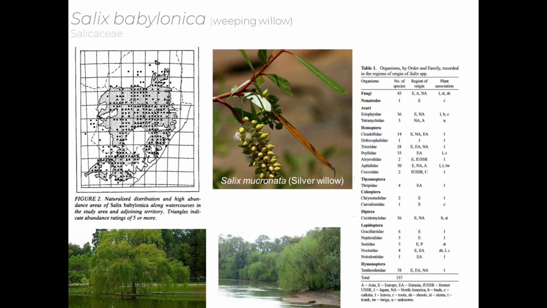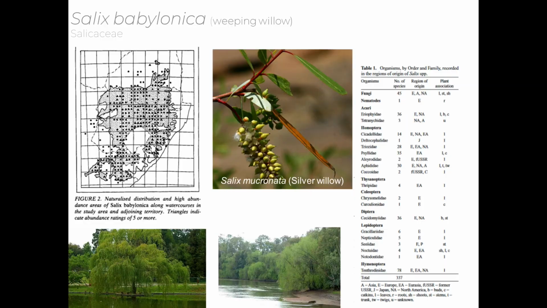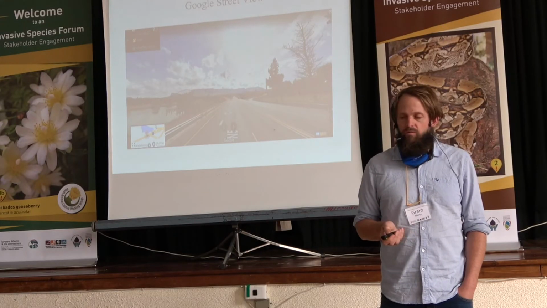A nice one for the Free State, everyone loves the willow trees. So I've started a project running a machine learning algorithm with Google Street View to map the willows of the Free State. You just run an algorithm through the Street View and it picks up and maps where it finds willow trees around South Africa. And we're comparing it to work done by Leslie Henderson in the 70s. She mapped all the willows and their densities in the Free State in the 70s, and we're comparing it to what we've been finding now in Google Street View.